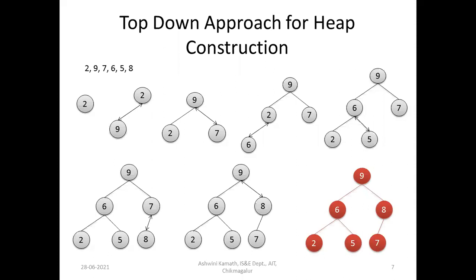Bottom-up approach means construct the complete binary tree directly, and then convert that into a heap. That's why it is called the bottom-up approach, because we are constructing the tree before checking whether it is a heap or not. But in the top-down approach, we insert only one number at a time. Then we compare with its parent. If it is not a heap, convert it into a heap before inserting the new number. That is the top-down approach.